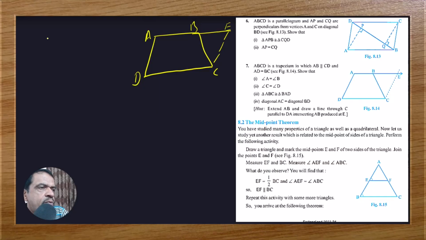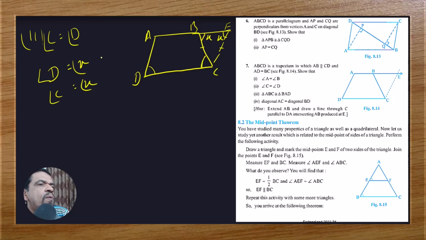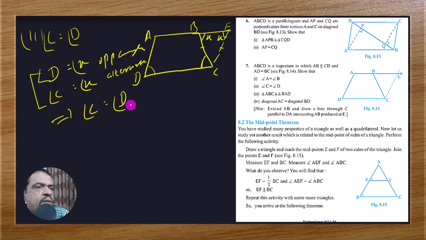Now come to the second part, C equal to D. We have to prove that this C equals this D. Let these two angles be x because these two sides are equal. Now see, D equals x, opposite angles of a parallelogram, and this C equals x by the alternate angle property. Okay student, the reason you will write here is opposite angles of parallelogram, and this reason C equals x is alternate angles. So these two give us the result angle C equal to angle D. x is common. The second part is also proved.